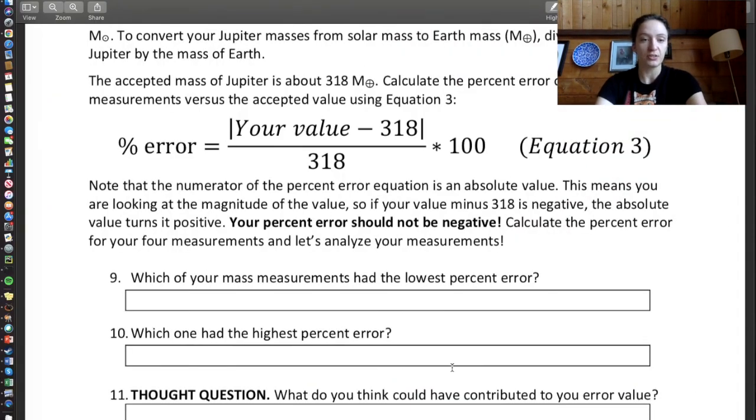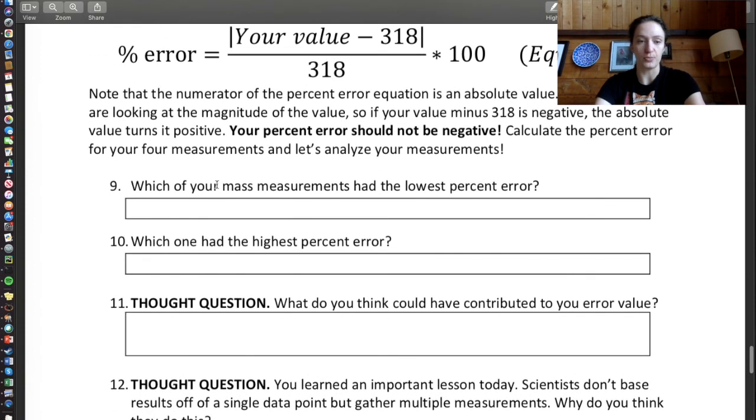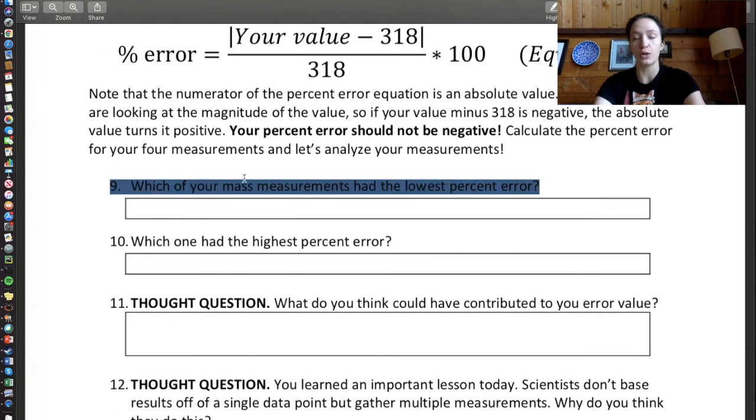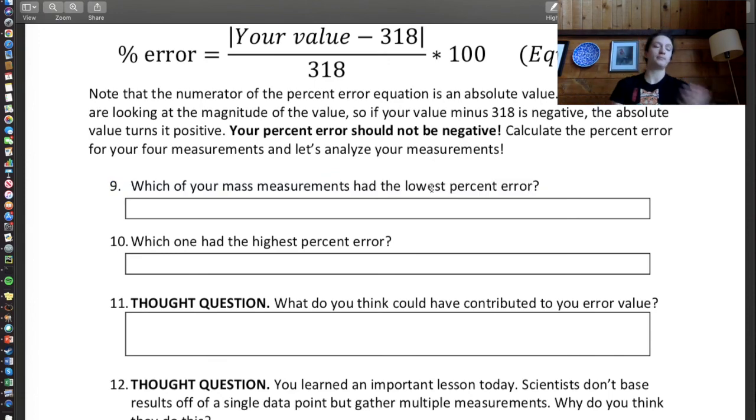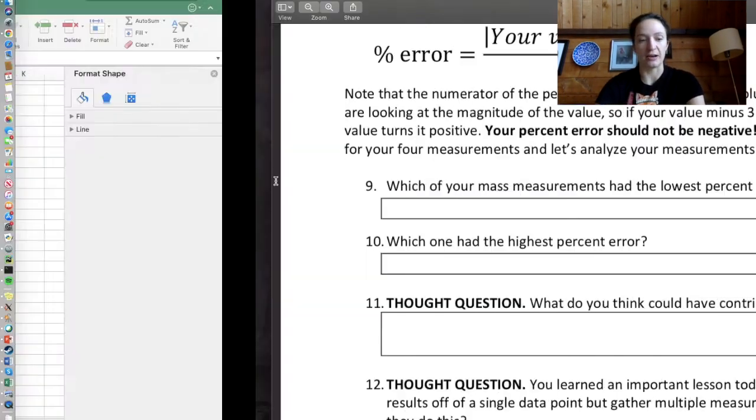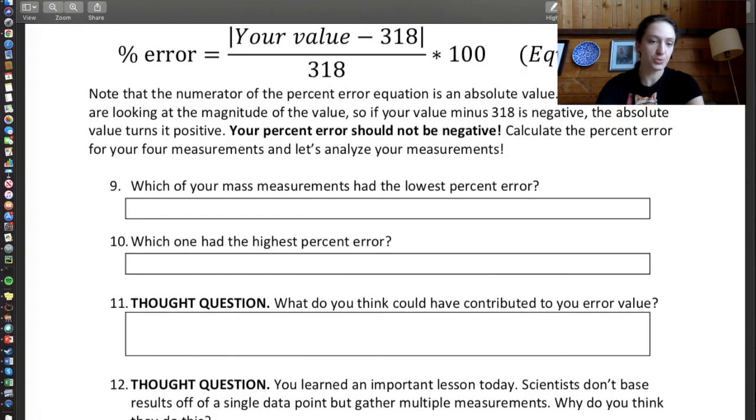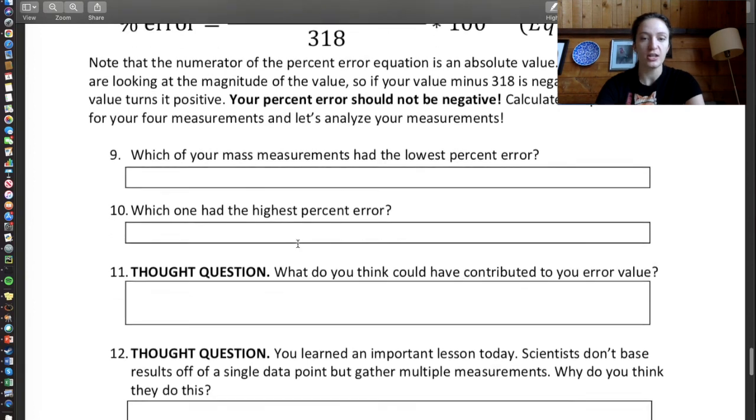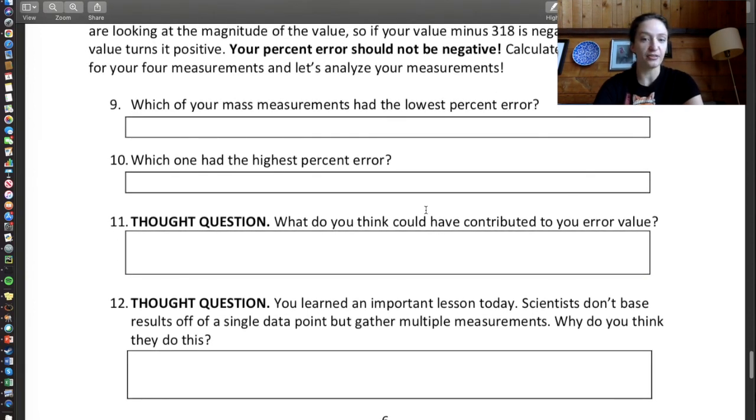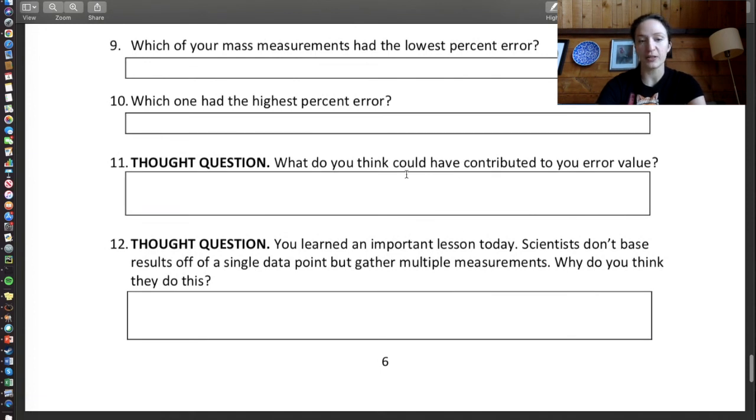So now you're going to look at your percent error measurements. Which of your mass measurements had the lowest percent error? Meaning, which moon had the lowest percent error? Io, Europa, Ganymede, or Callisto? Which one had the highest percent error? And then thought question, what do you think could have contributed to the error value? Meaning, where do you think your percent error came from?